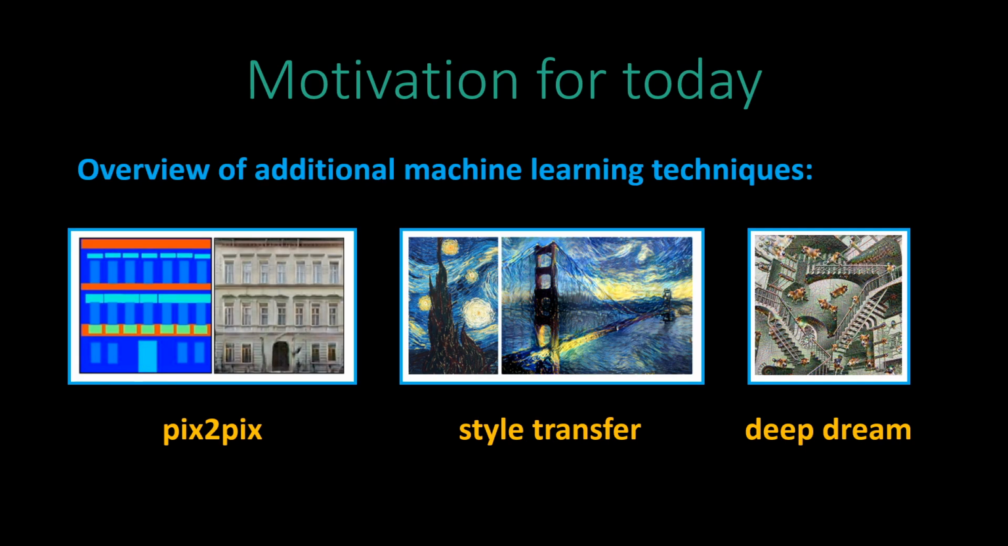We will add some topics about these three particular machine learning techniques. That is a domain-to-domain image transformation called pix-to-pix, then the method called style transfer, and then a method called deep dream. We mentioned all of these in the first sessions or first classes, but we will go into a little bit more detail about them today.